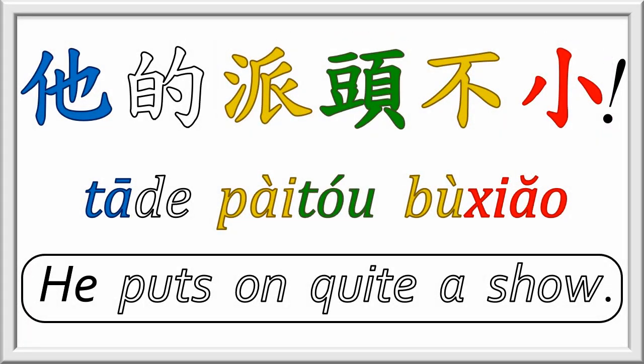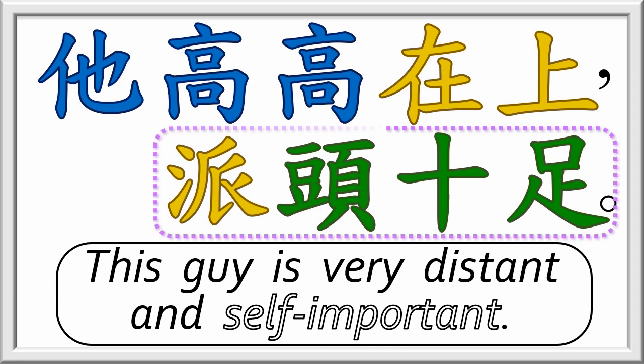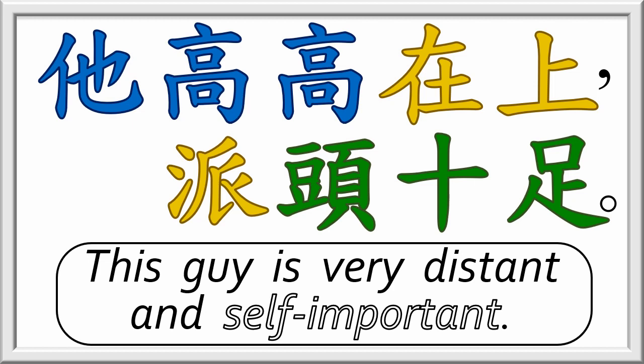And finally, we have 派头, another phrase for a person's style or manner. 他的派头不小. He puts on quite a show, such as flaunting his fame or wealth. 他高高在上, 派头十足. This fellow comes off as distant and self-important. That's the negative meaning. If referring to a president or a high official, it could very well mean the opposite, that this person appears very distinguished and has a dignified air about them.